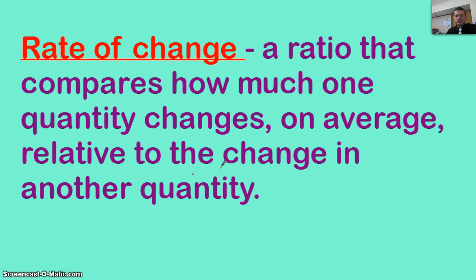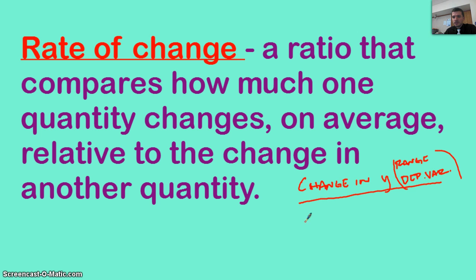Next one. Here's your formal definition of rate of change. It's a ratio that compares how much one quantity changes, on average, relative to the change in another quantity. Now, we're always going to be using it as the change in y. I'm just going to write it again so you guys can get the idea. Change in y, and we know that y has a bunch of different values. Y can be the range. It can be the dependent variable. There are all these options that y can be. All over, with respect to the change in x.